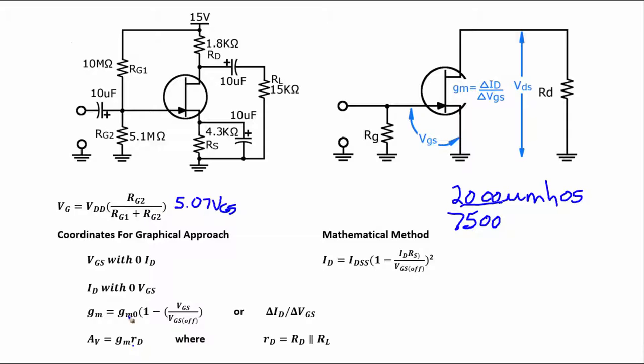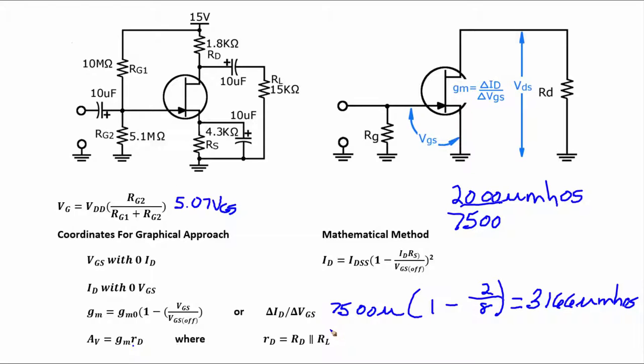So we have a GMO, and let's use the upper value first. So we have 7,500 micro, and we're going to take 1 and subtract VGS. So we decided we're going to try for 2 volts. And VGS off for this device on maximum on the data sheet is 8 volts. Plugging all of that in, I'm going to get a transconductance of 3166 micromhos.